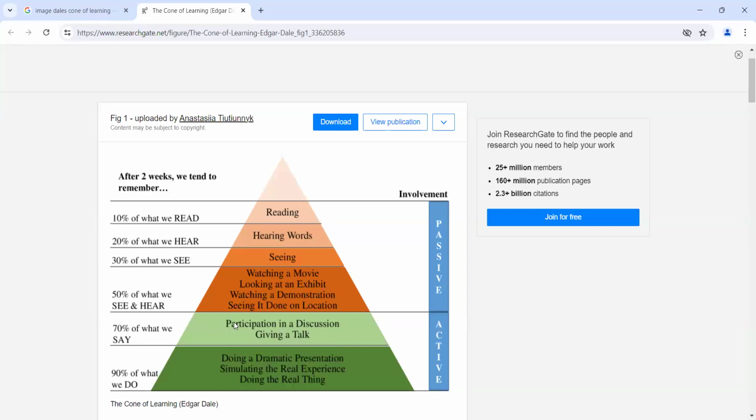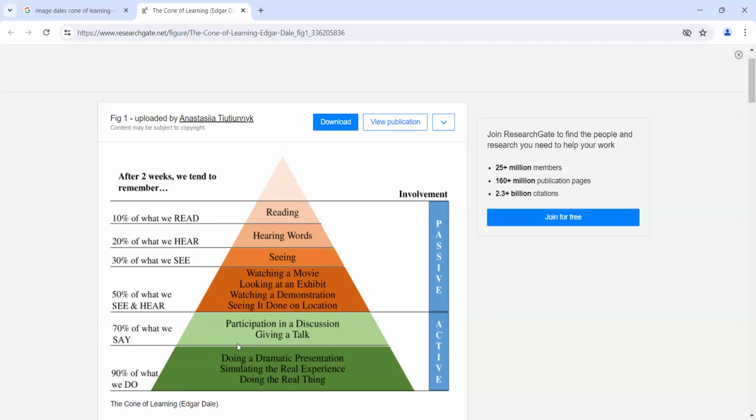But if you get them to participate in a discussion, giving a talk, you get them to say, 70% of what they say is remembered. And then you can get them to do a drama, presentation, simulation, doing the real thing, performances. Get them to do it. 90% of what they do is remembered. So in the passive classroom where students just read, hear, see, or see and hear, they are passive and remembering is less than 50%.